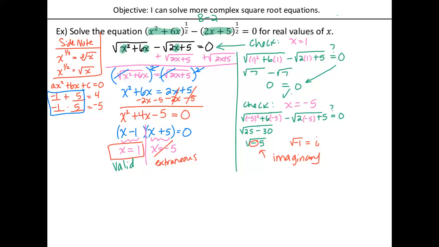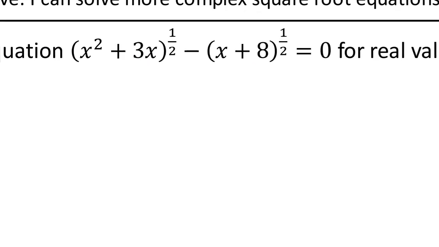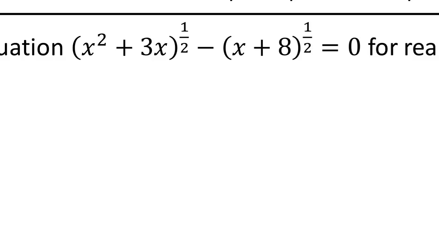So I'm going to have you guys go ahead and try the next example. And then I'll show you guys the solution when you're finished. So go ahead and copy this. Next one, we have x squared plus 3x to the 1/2 power minus x plus 8 to the 1/2 power equals 0. So you guys go ahead and try this one on your own, and then I'll show you guys the solution.